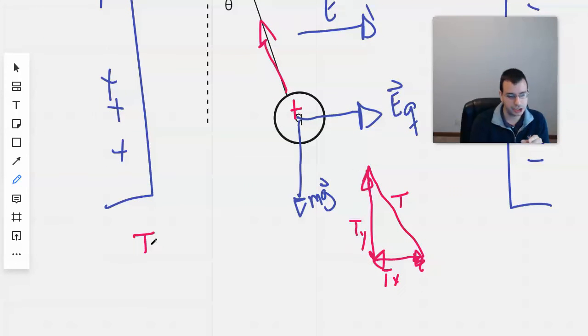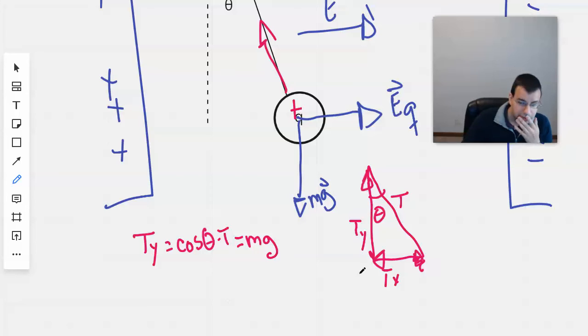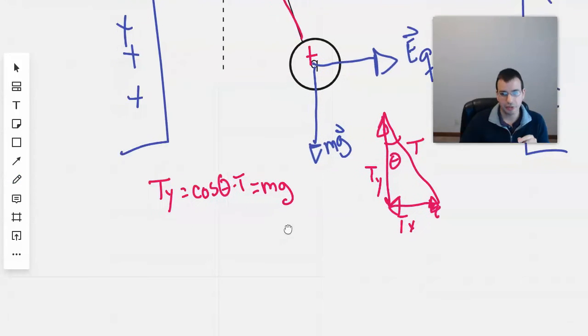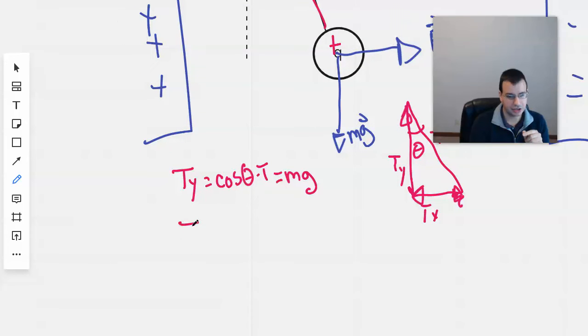So tension in the y direction, this is theta, cosine theta times tension equals mass times gravity. Is that true? Cosine theta. Yep. And we know that theta is 10 degrees up that direction. Tension, cosine. Yep, I'm good with that. All right, and then we're going to do the same thing for the x direction.